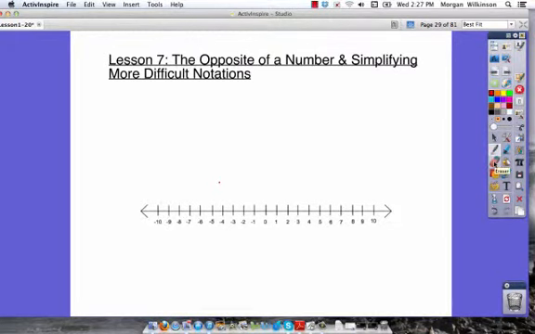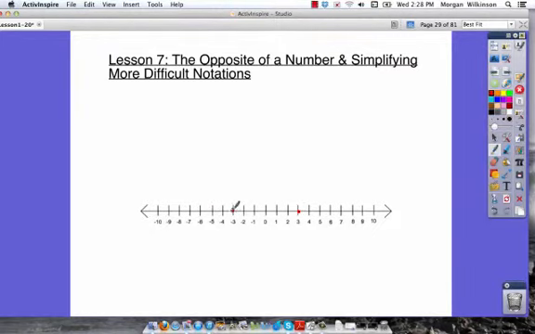Now, the opposite of a number, we're going to start at 0. 0 is our origin. And if we looked over at the number 3, and we wanted to pick the opposite of 3, well, the opposite of 3 is going to be what's equal distance away from 0 on the other side. So the opposite of 3 would have to be equal to negative 3. Let's make that dot bigger. 3 and negative 3 are opposites.